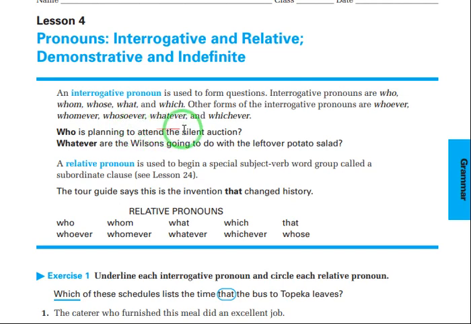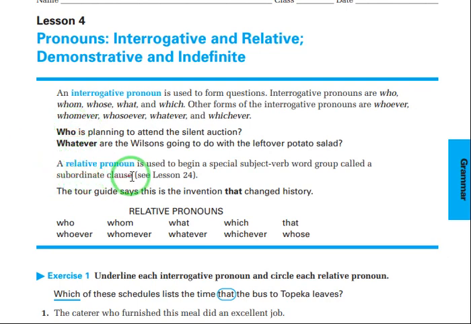whosoever, whatever, and whichever. Who is planning to attend the silent auction? Whatever are the Wilsons going to do with the leftover potato salad? Okay, so these are interrogative pronouns because they are used to ask.